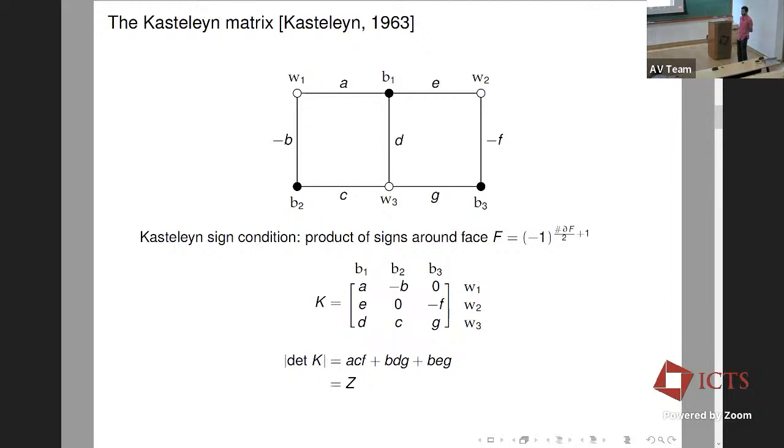This is only for planar graphs. This construction extends to graphs embedded on surfaces, but it's more complicated. And we will actually look at graphs on the torus. That's where we are going.